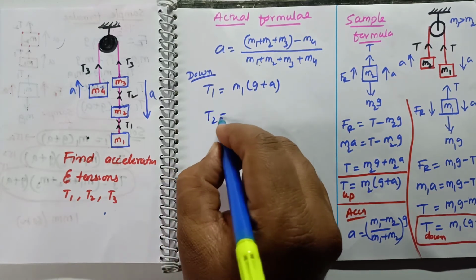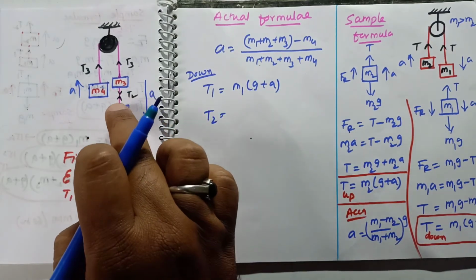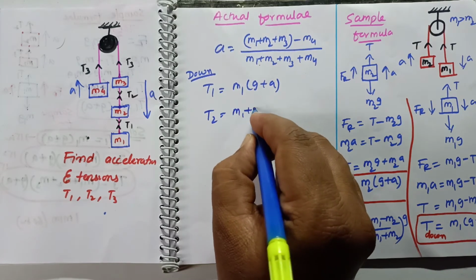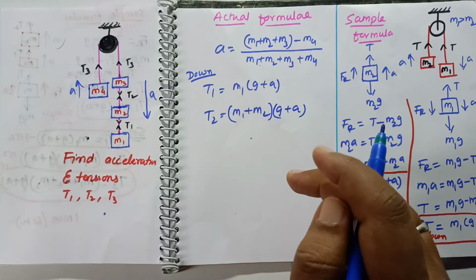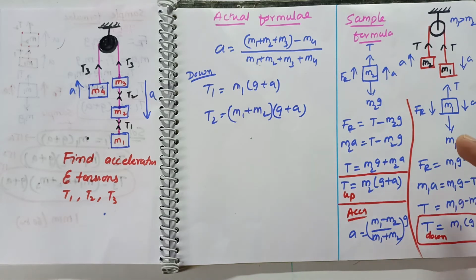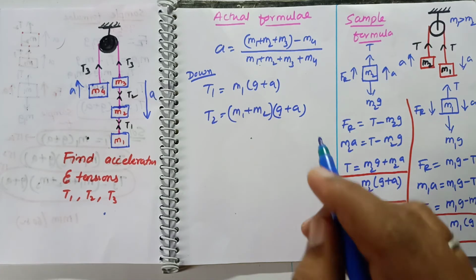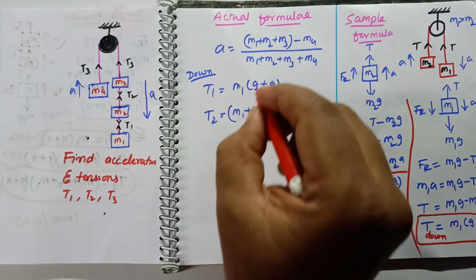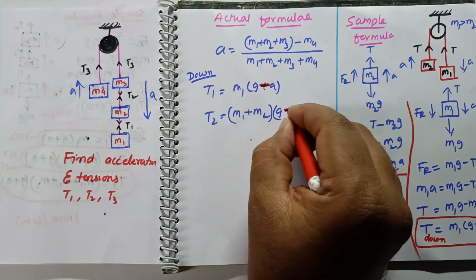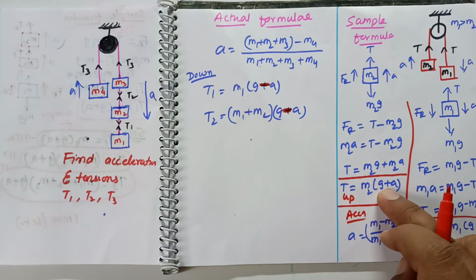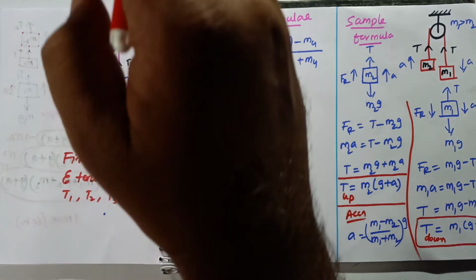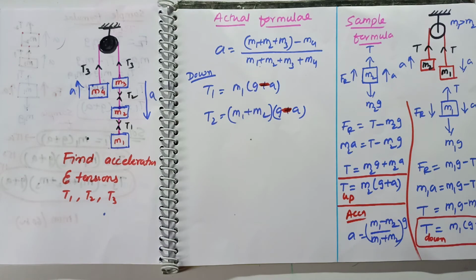So let us take T2. T2 means it is acting on M1 plus M2. So you just write M1 plus M2. Remaining things are going to be same here. So any body is moving down, you have to consider minus here. Any body is moving down, you have to consider minus. Any body is moving up, you have to consider plus. So these three bodies are moving down, you have to consider minus here.